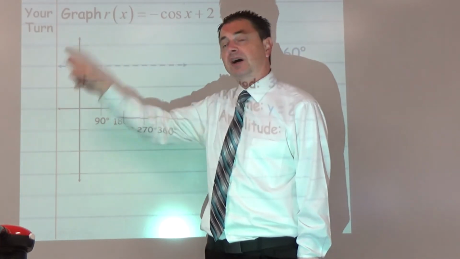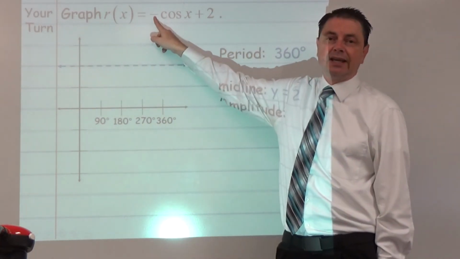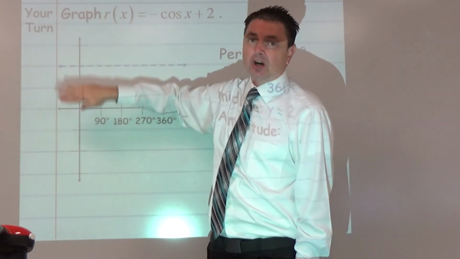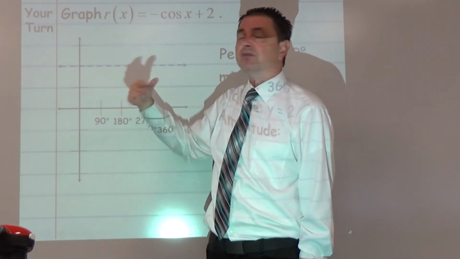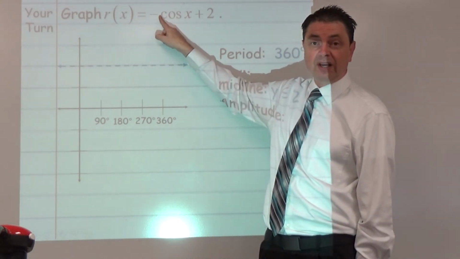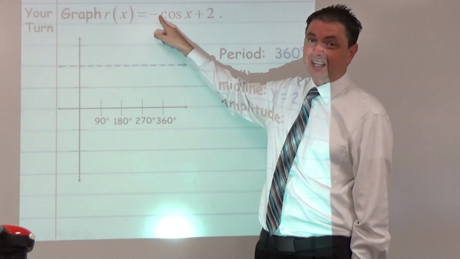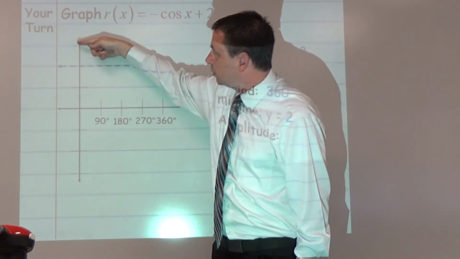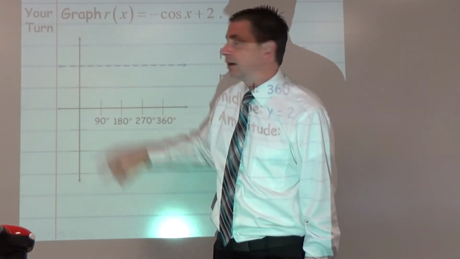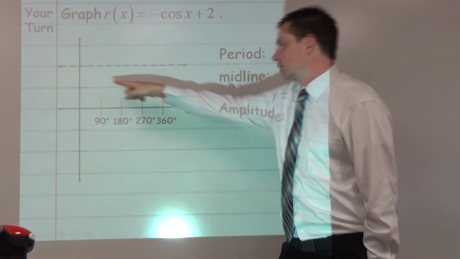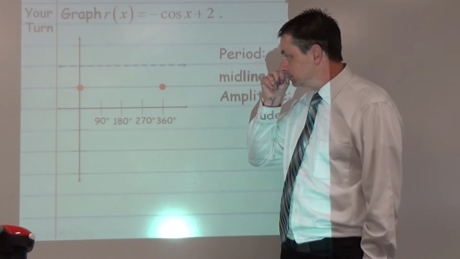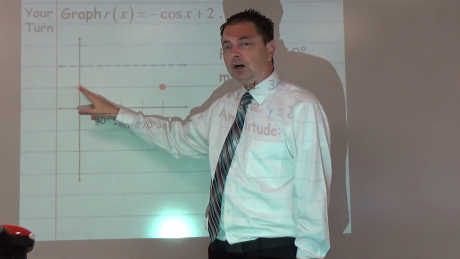Cosine typically starts above the midline, but we've got a negative. So we've got a reflection. It's not going to start above. It's going to start below. How far below? Well, there is an invisible 1 right there for our stretch, so it's really not stretching. It's just reflecting where it would normally be 1 above. Now it's 1 below. We're going to start right there. Like that. So we're going to start below.